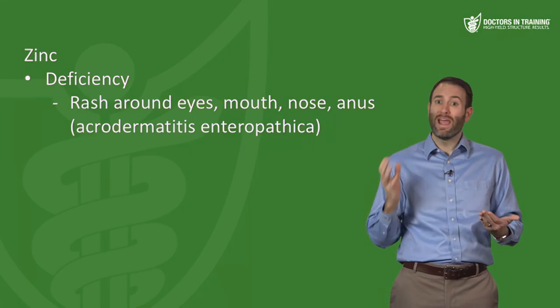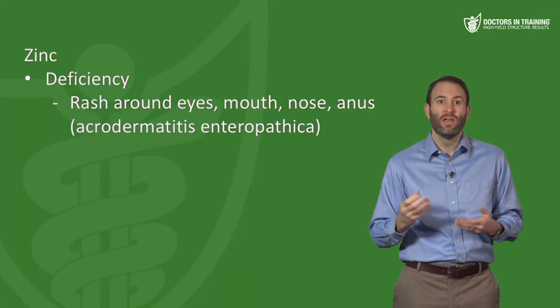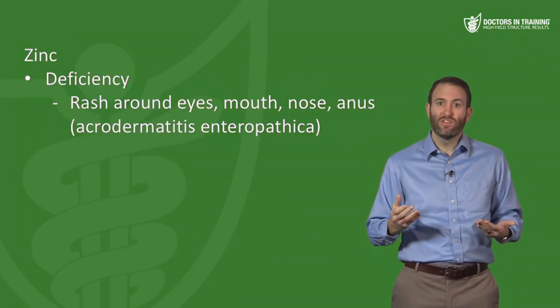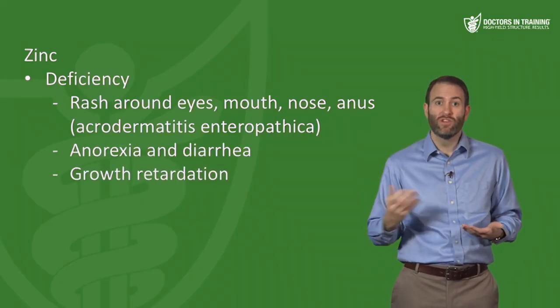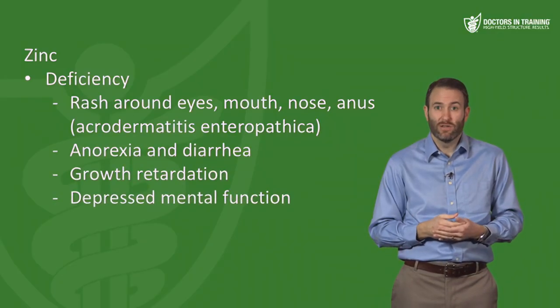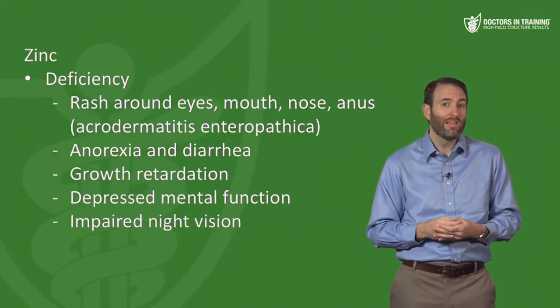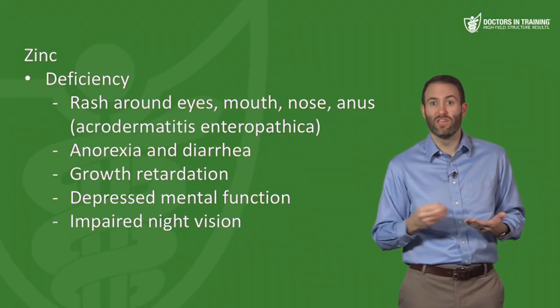You could have a rash, and this rash can be around the eyes, around the mouth, around the nose, and the anus. This is called acrodermatitis enteropathica. Zinc deficiency will also cause anorexia and diarrhea. It can cause growth retardation in children, depression and depressed mental functioning, impaired night vision even. So in a similar way that vitamin A deficiency can impair your vision, zinc deficiency can also impair your vision.